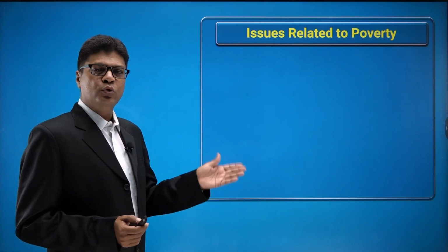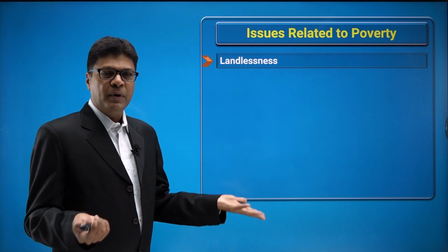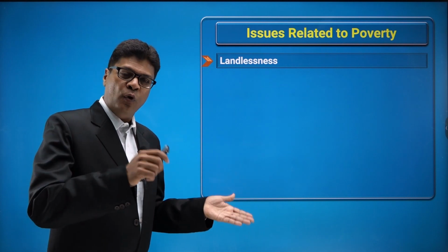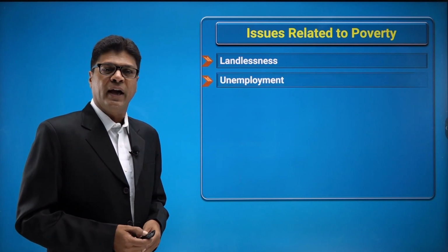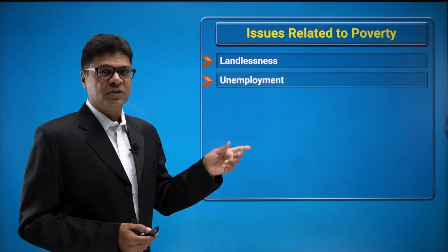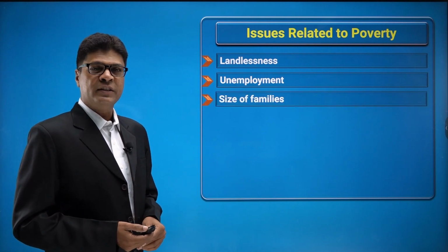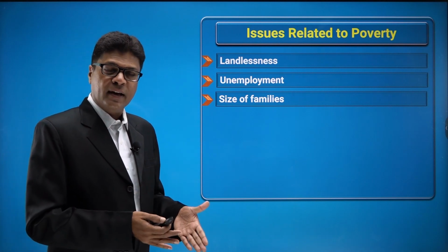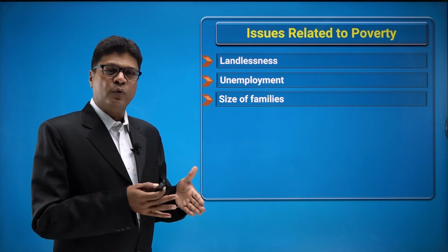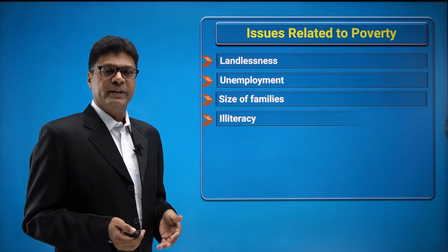Now, what are the issues related to poverty? First is landlessness. People don't have their own land. They have to forcefully work in others' farmhouses. उनको दूसरों के farm house में काम करना पड़ता है. Unemployment, which we have discussed in the last chapter. Many types of unemployment were there. Size of the family is too big. The person who is the earning member is unable to fulfill all the food requirements of a large family.